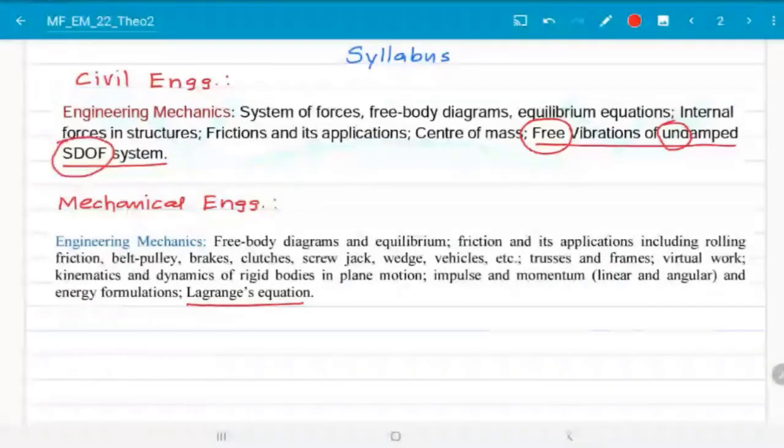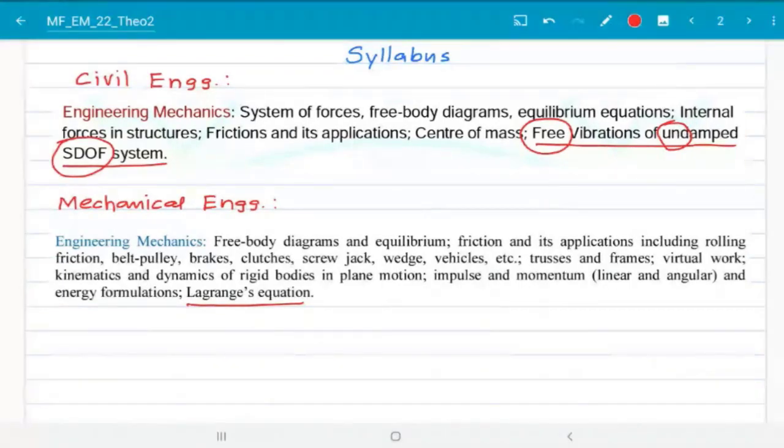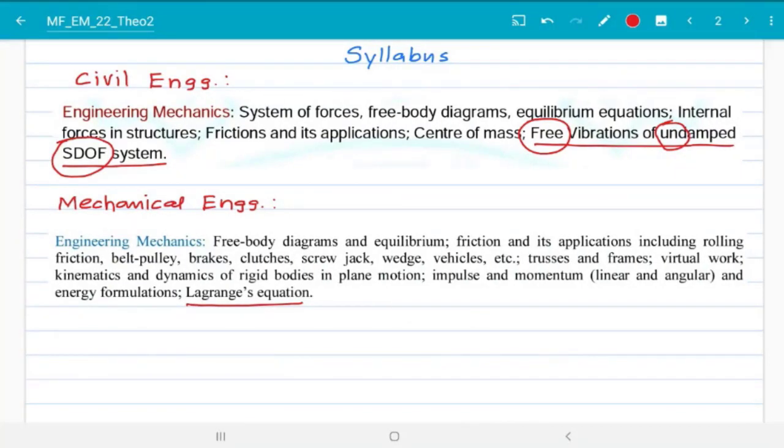So why are we insisting again and again? We are studying the preliminary vibrations only for civil students. No need to worry about the vibration chapter. Whatever we are going to study is preliminary vibration only. Don't worry, I will take care.